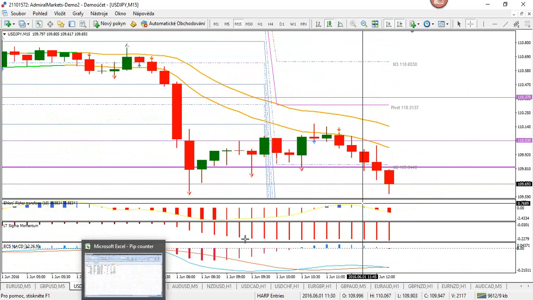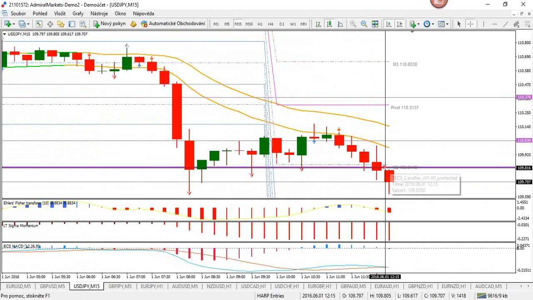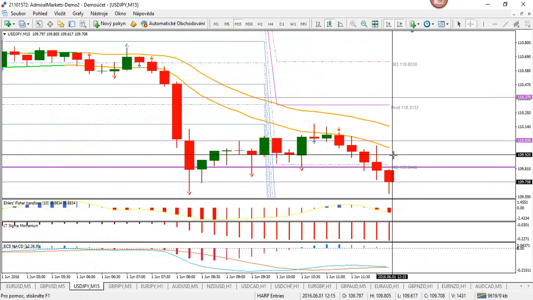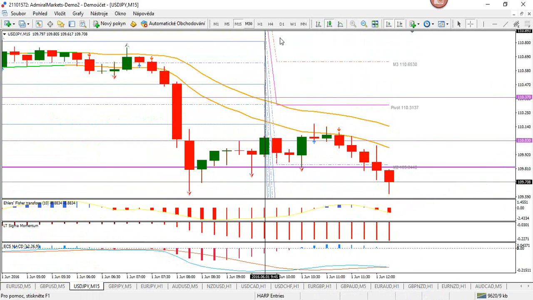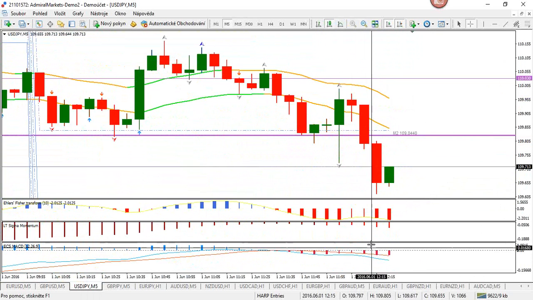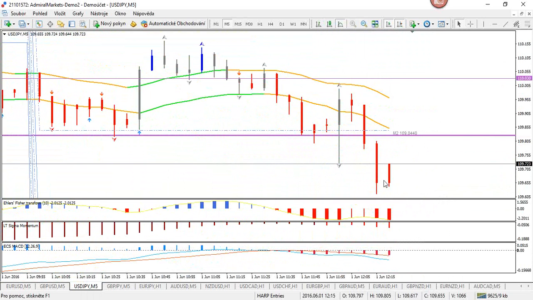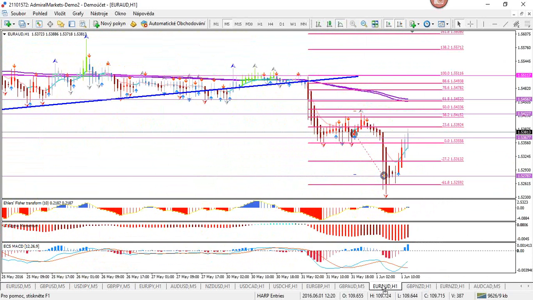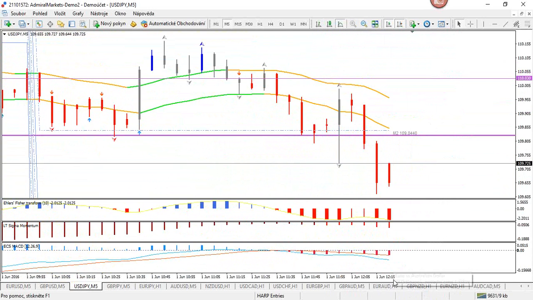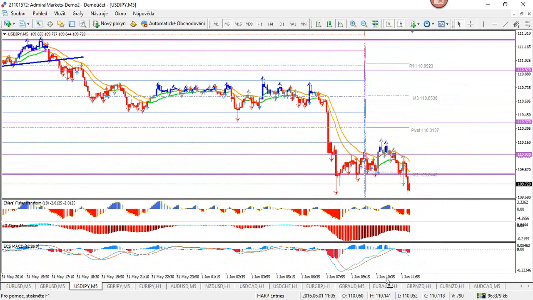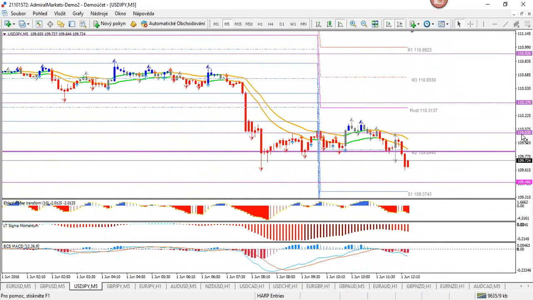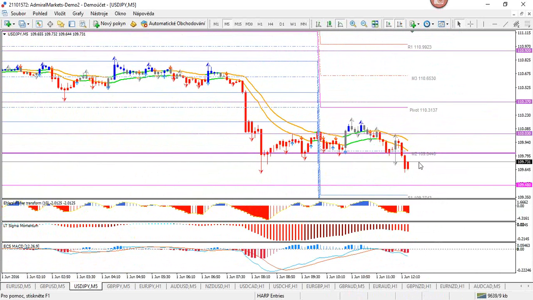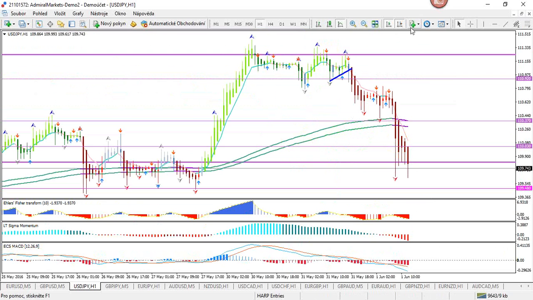All right, dollar yen. Got the break, got the close below that level we were talking about. That's good. Got good momentum at this moment. So that looks like a potential for continuation. I think that this looks like a breakout. Let's take a look quickly at the hourly.